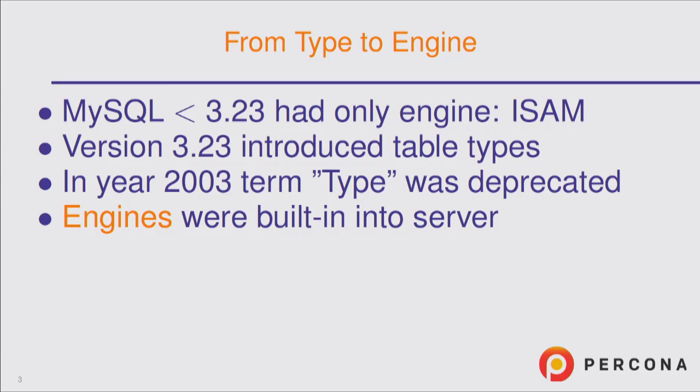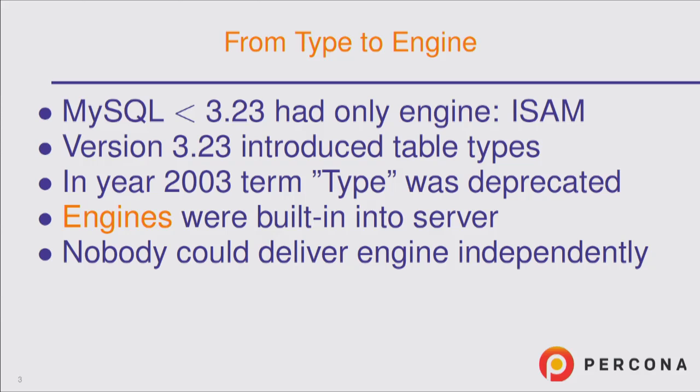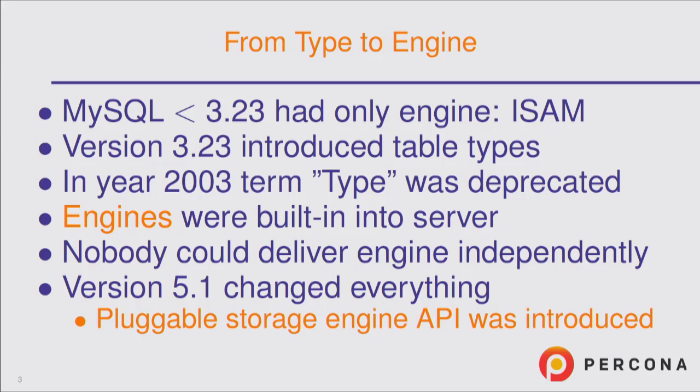But at that time, engines were built into the server. So if you wanted to create a new one, or modify an existing one, you could not ship it independently from the MySQL source code, because it had to be built in. There were some companies who tried to do business this way, but it was not very good for users, because you cannot be truly independent. And version 5.1 changed everything because it introduced the pluggable storage engine, and this led to a huge growth in the number of independent storage engines for MySQL.